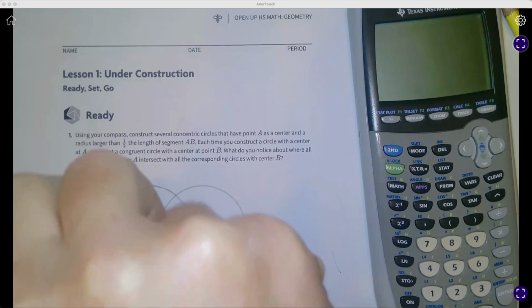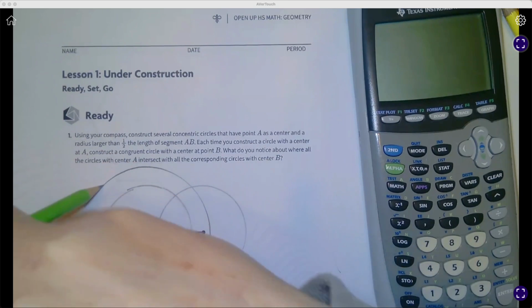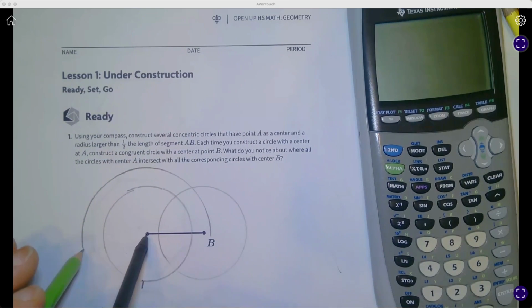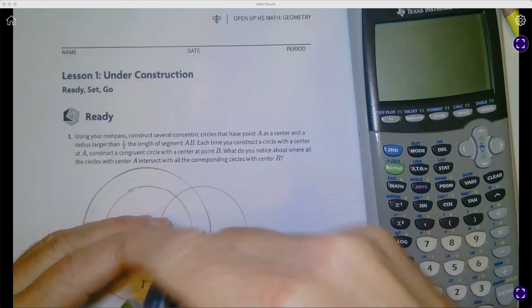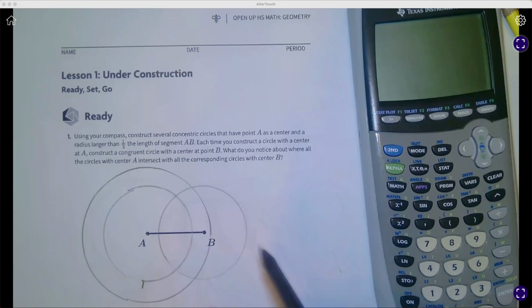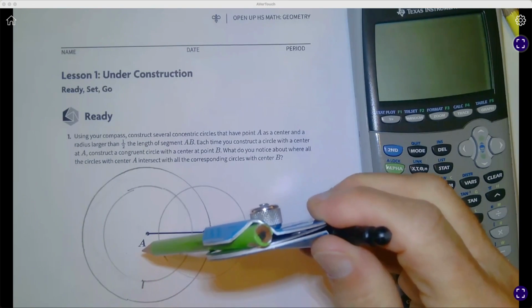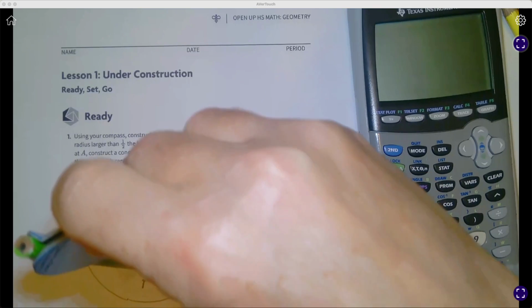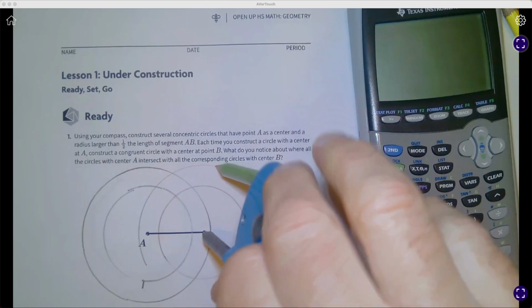I'm not going to do that. I'm just going to go there. Boom. Concentric circles. Circles that never intersect and have the same center, right? I'm going to do that same concentric circle from B. Boom. And notice where they intersect, right?